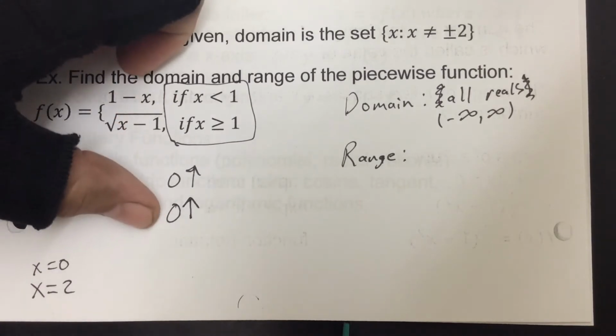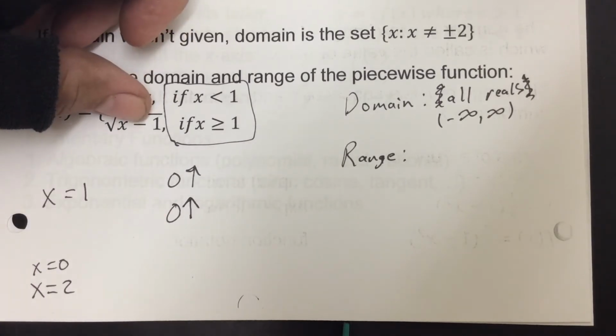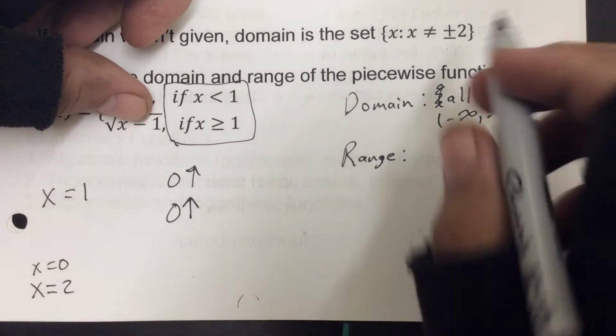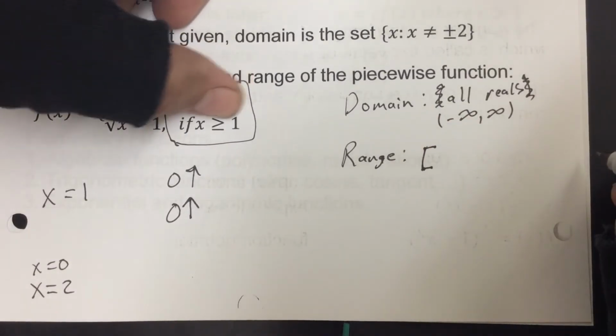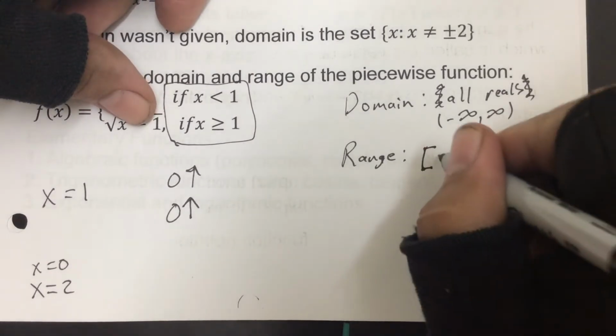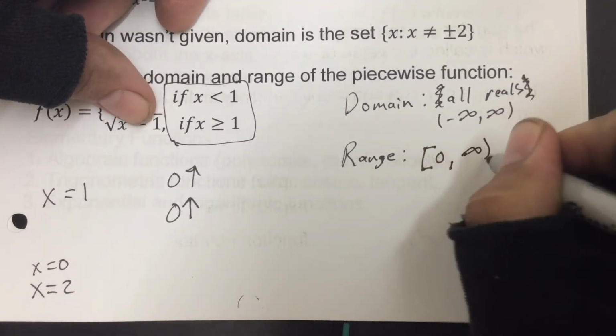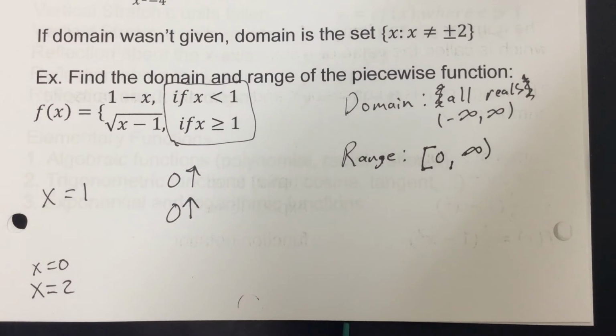So in this case, we're going to start at 0, and we're going to go up to infinity because we're going to cover all these. So our range here is going to be a bracket because 1's included, so we could get 0. And it's going to go to infinity. So that's how that's going to be.